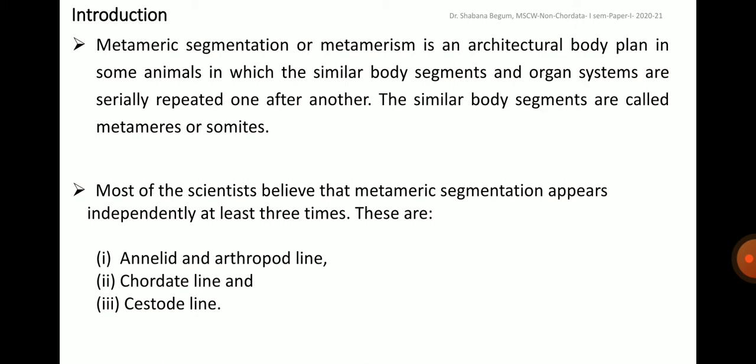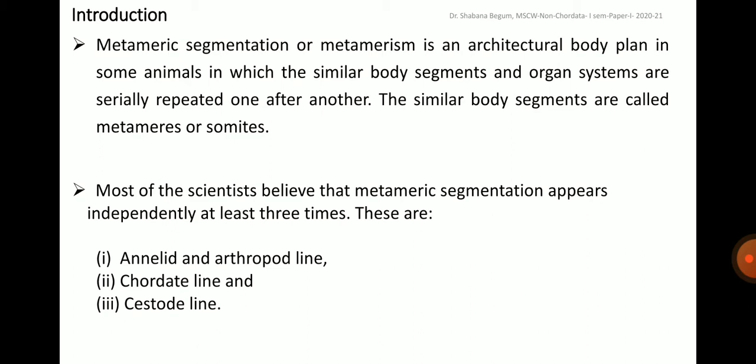The introduction to the topic. Once again, one can define metamerism or metameric segmentation, which is an architectural body plan in some animals in which the similar body parts or segments and organ systems are serially repeated one after another. The similar body segments are called the metameres or somites.